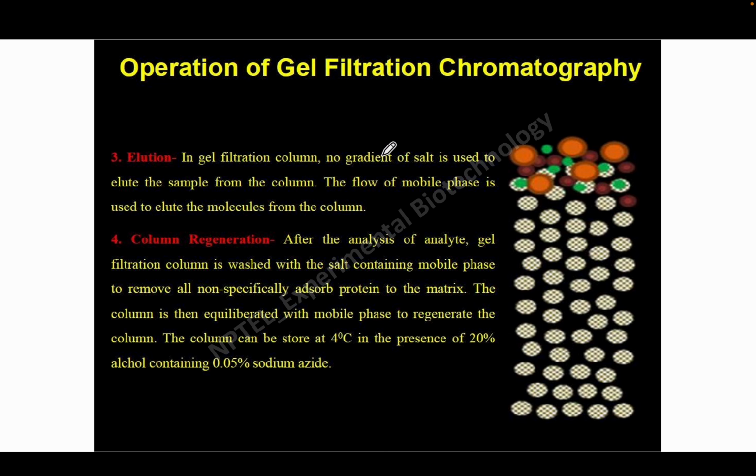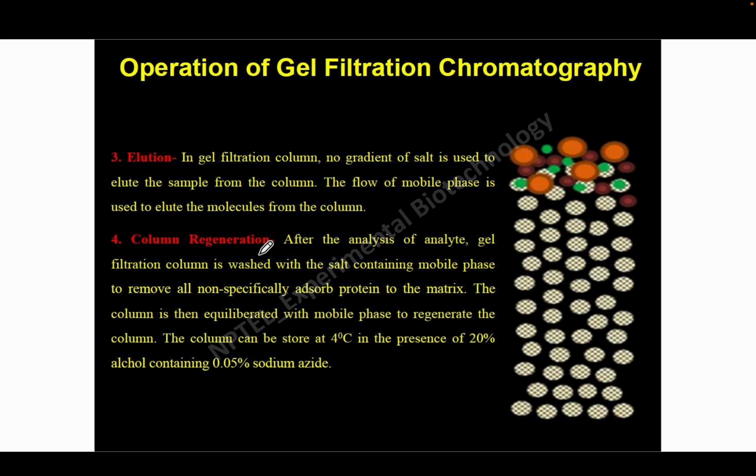Operation of gel filtration chromatography, elution. In a gel filtration column, no gradient of salt is used to elute the sample from the column. The flow of mobile phase is used to elute the molecules from the column. Okay. So, then column regeneration.